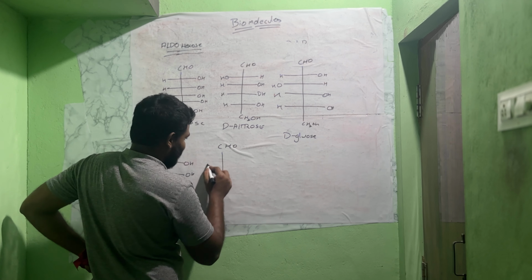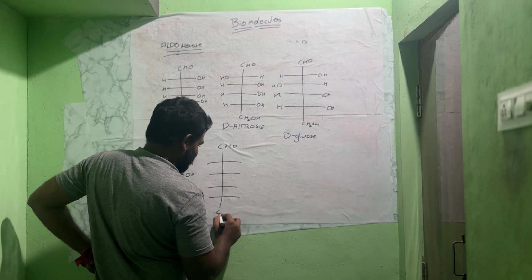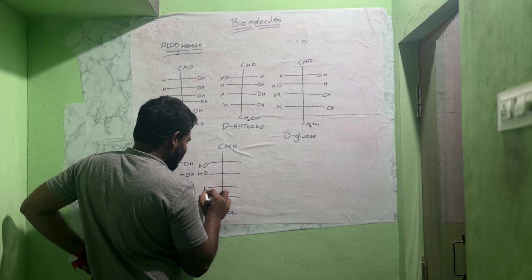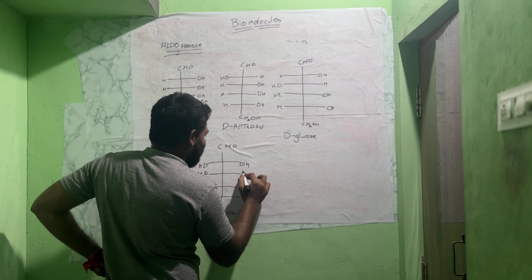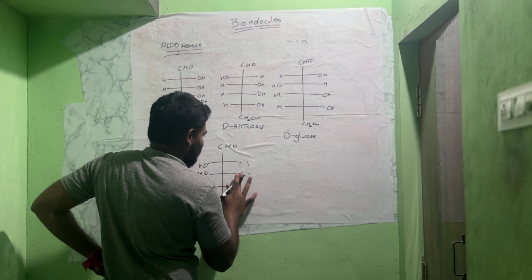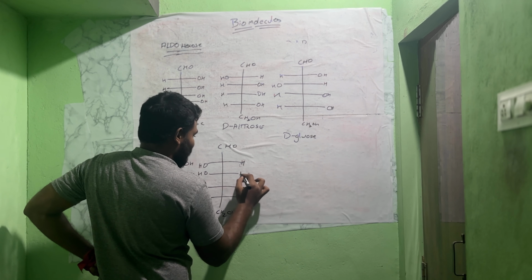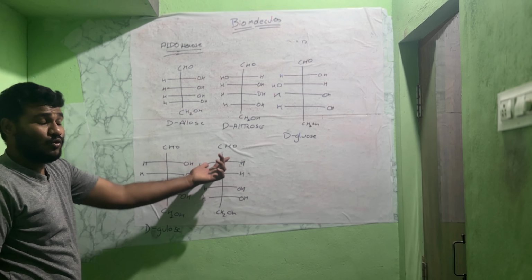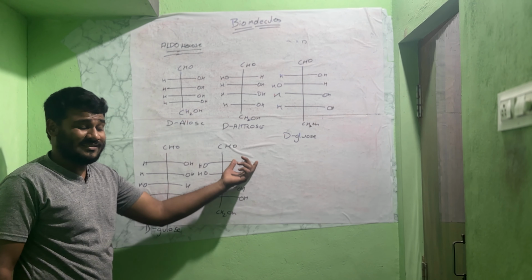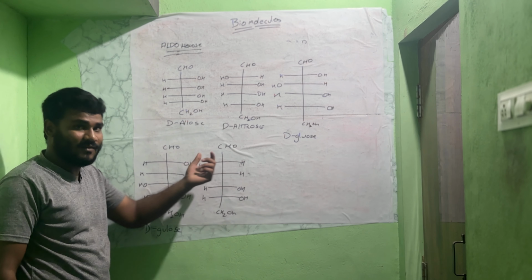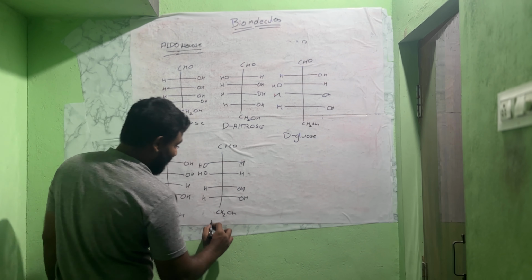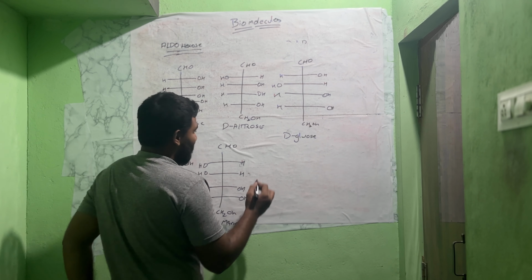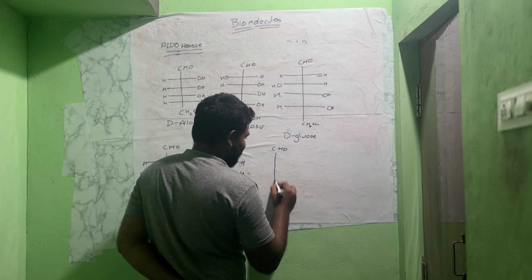CHO, CH2OH, OH, OH, H, H, OH, OH. Oh, sorry students. H, H, OH, OH. If two OH, like the second and third epimer, are changed from right to left, it is known as D-mannose. Okay, D-mannose. Now we will see another one.